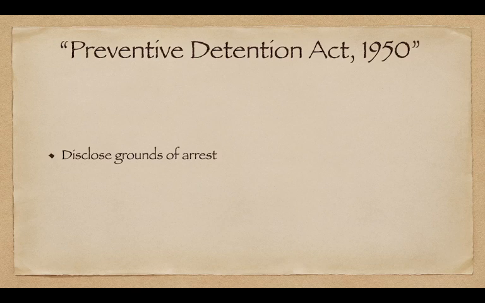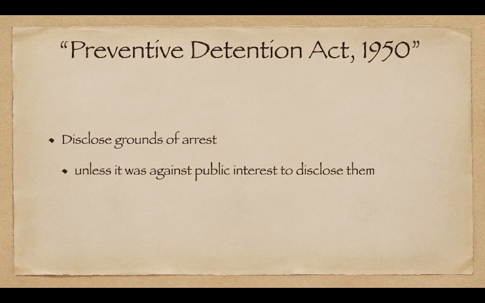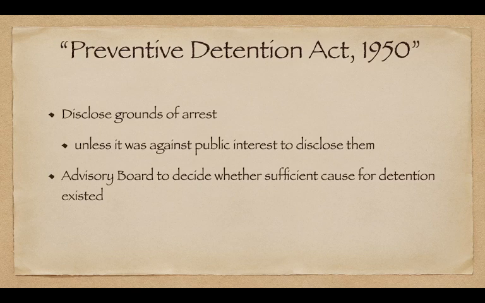Unsurprisingly, it did provide that the grounds of arrest should be disclosed, unless disclosing those grounds was against public interest. Who decides whether it was against public interest? That was not specified. The enactment also provided for an advisory board of 2 individuals qualified to be judges of high courts, and that advisory board would decide whether sufficient cause for that detention existed, and if it existed, whether it could be extended beyond the 3 months.